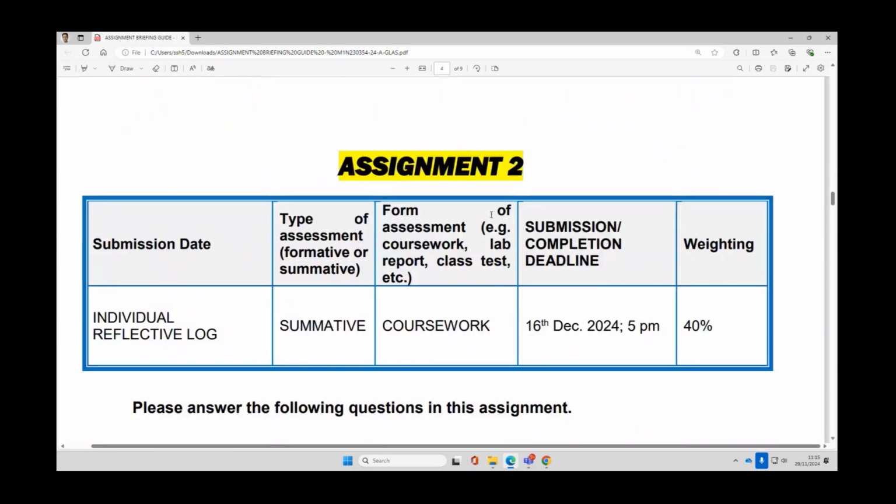And then you had assignment number 2, which is an individual reflective log. So remember, this is an individual piece of work, not team work anymore. So everybody submits their own assignment. It's a marked assessment. It's a coursework, not an exam. The submission date is 16th of December 2024, 5 p.m. and the weighting is 40%.